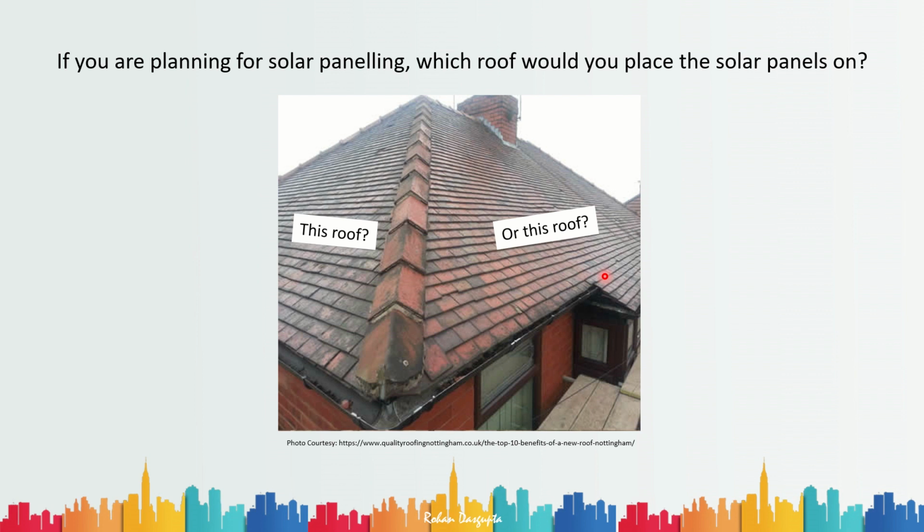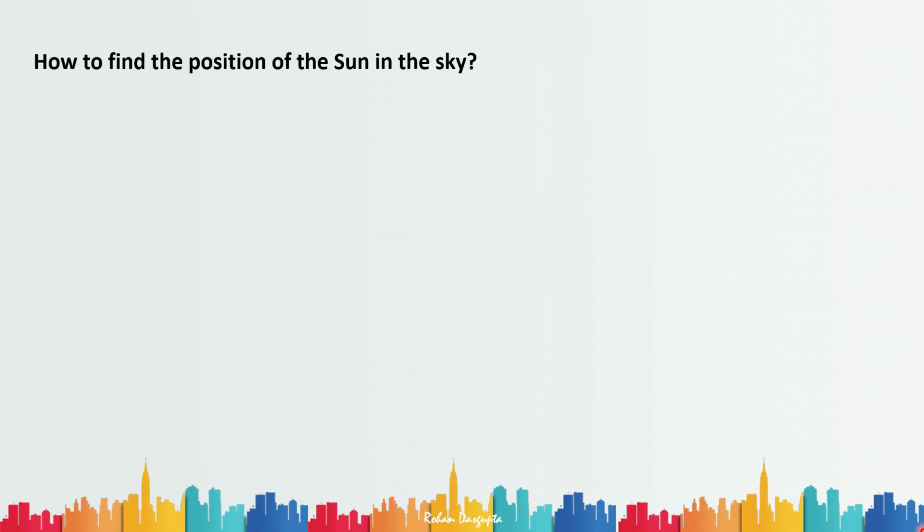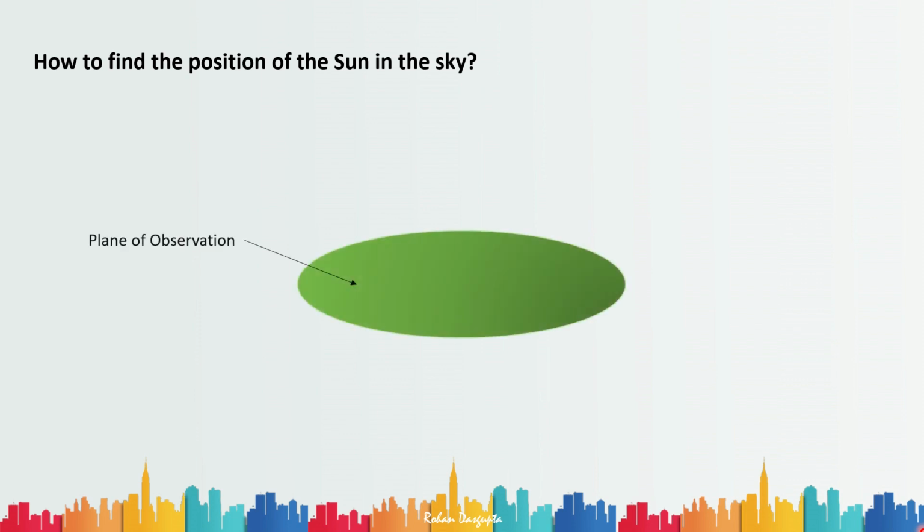But to know which side that is, we need to first understand how to find the position of the sun in the sky. With the help of some graphics, I'm going to explain this to you point by point. I request you to please pay attention.